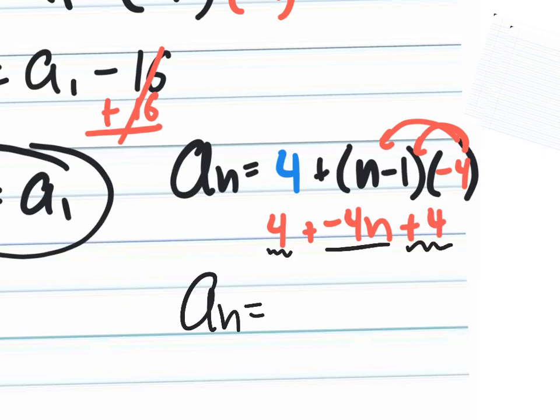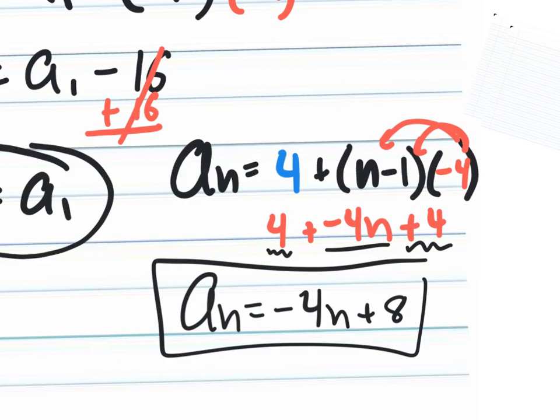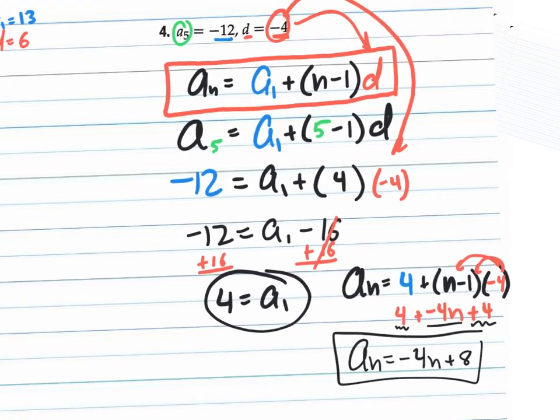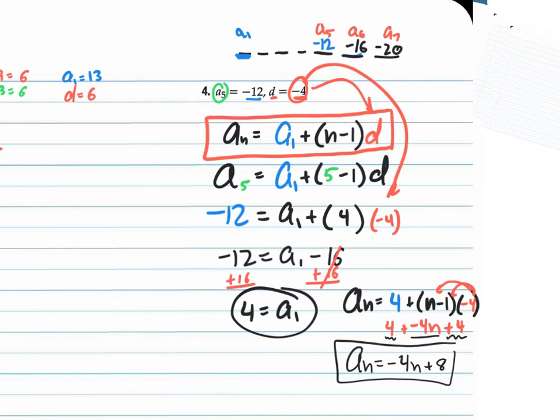But let's begin by writing the variable term first. The negative 4n, write that first, and then put the plus 8 at the very end. Ladies and gentlemen, that is the equation that will produce the list that we have.